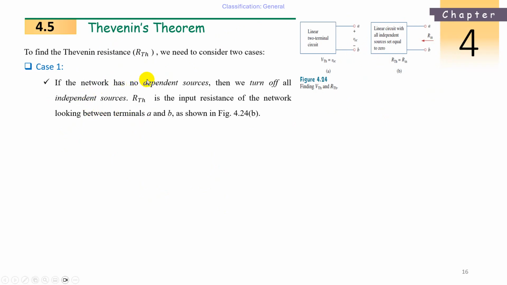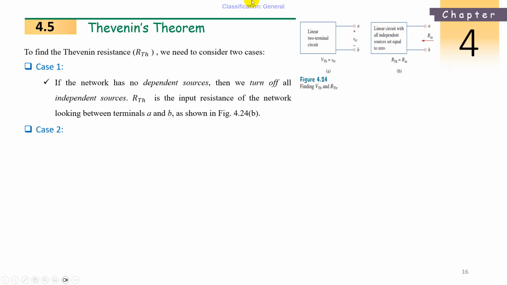If the network has no dependent sources, very good. If there are no dependent sources, then we turn off all independent sources. R Thevenin is the input resistance of the network looking between terminals A and B. So looking between terminals A and B, switch off all the sources, then find the equivalent resistance.